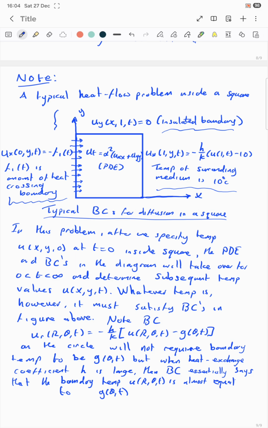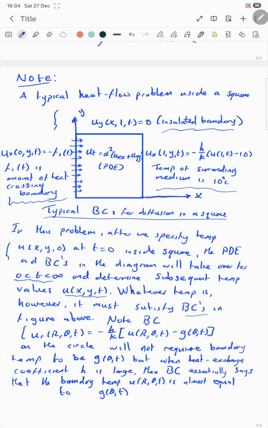In this problem, after we specify temperature in the diagram, for t between 0 and infinity, it determines the subsequent temperature values of u of x, y, t. Whatever the temperature, however, it must satisfy the boundary conditions in the figure above.